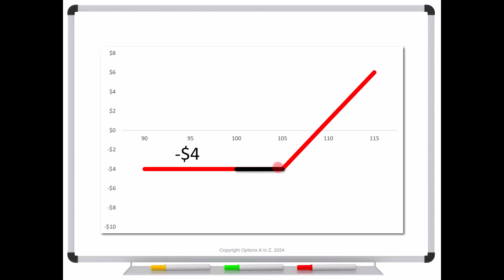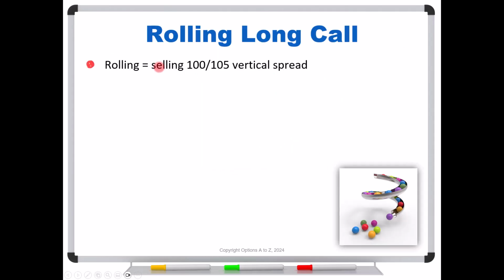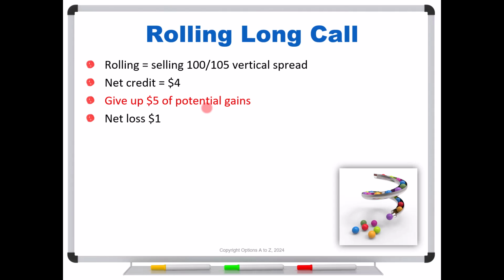See, that doesn't really show up when you say, oh, I still have a call, but I also have 400 bucks. There was a $5 cost for this roll. So when you are rolling, in this example, you're selling the 100-105 vertical, net credit of 4, but the thing you have to understand is you give up $5 of potential gains. That turns out to be important. So you actually have a net loss of $1.